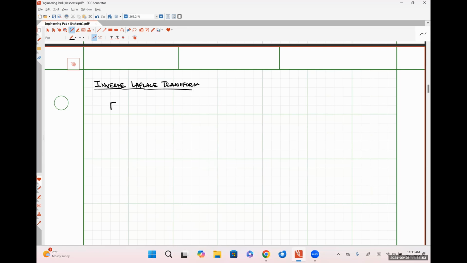So let's say that I have a frequency domain function 4 over s plus 2, plus 6 over s plus 5 squared, plus 8 over s squared plus 4s plus 5. And I want to figure out what my time domain function would be, which is effectively just taking the inverse Laplace transform of this.